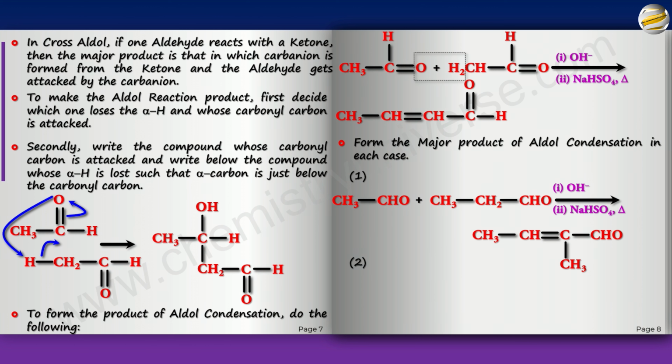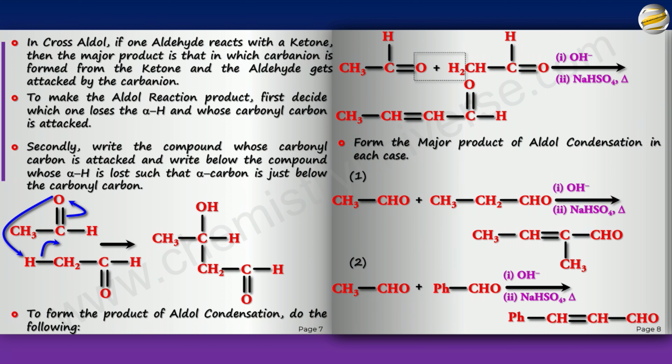Try one more. Look at this. Make the product of aldol condensation. Now here it's pretty simple because the second one, the benzaldehyde, does not even have the alpha H. So you will get this. Because the benzaldehyde is the one whose carbonyl carbon will be attacked. And this particular reaction with benzaldehyde and acetaldehyde is called the Claisen-Schmidt condensation. It's a form of aldol condensation.